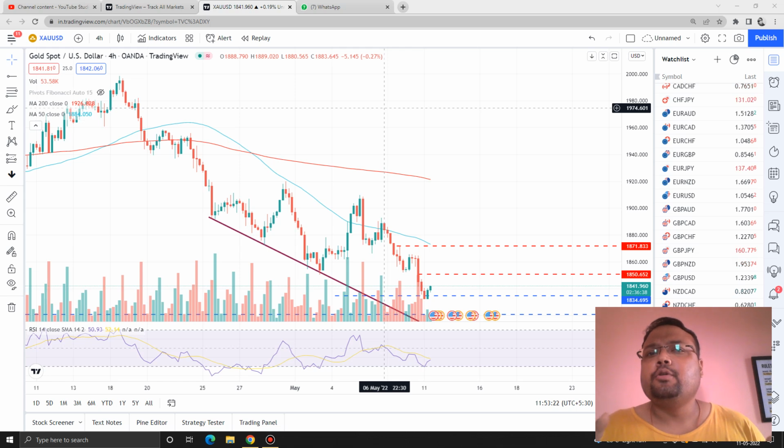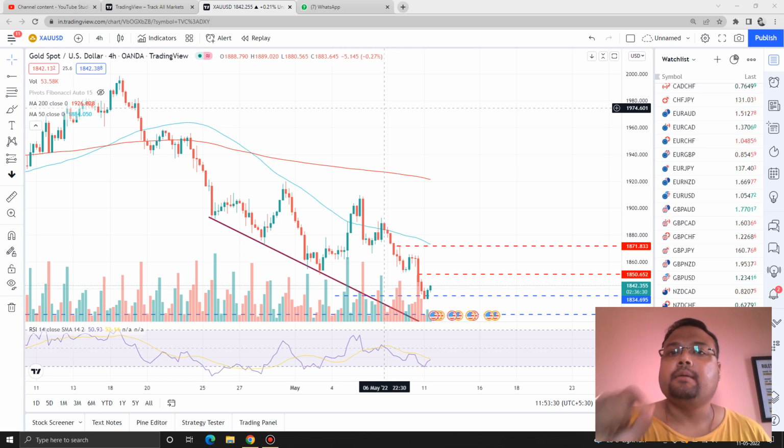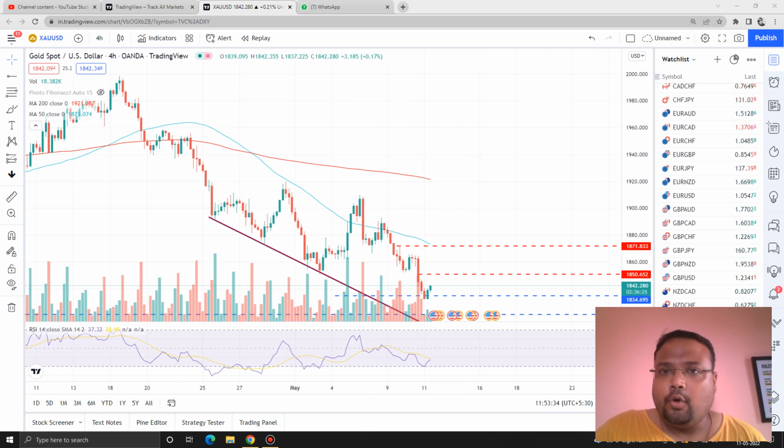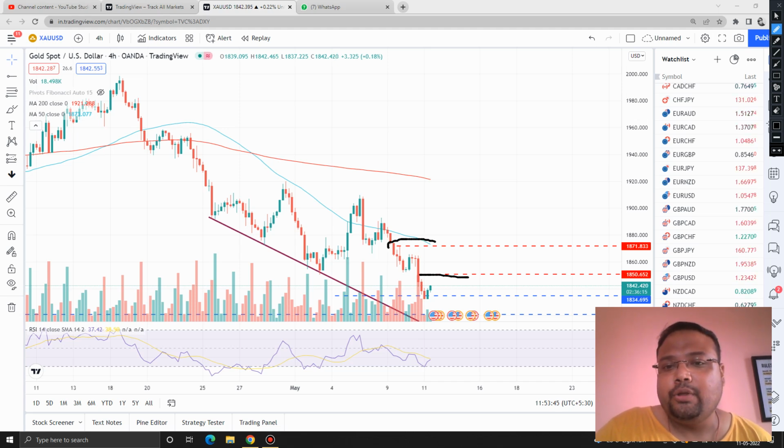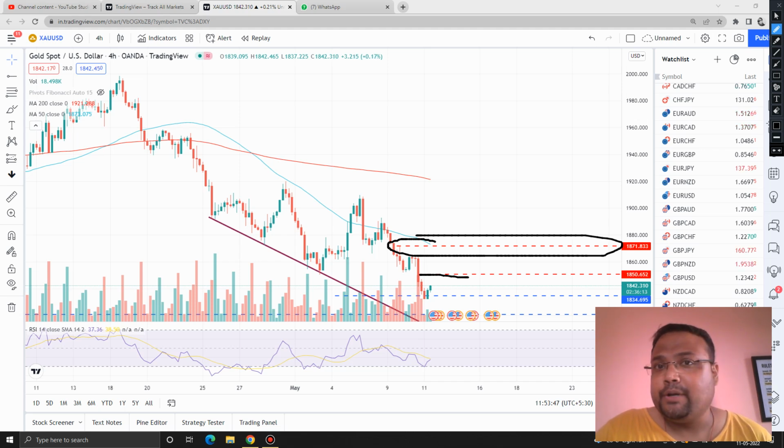Whatever you do, please follow proper risk management. After all, protection of capital is extremely important. At any given point of time, you should not be risking more than 5% of your capital. Again, overall the market looks bearish, so you can get a selling opportunity around 1850. If market breaks 1850 and starts flying, then around 1870, 72, you can face some selling pressure again.